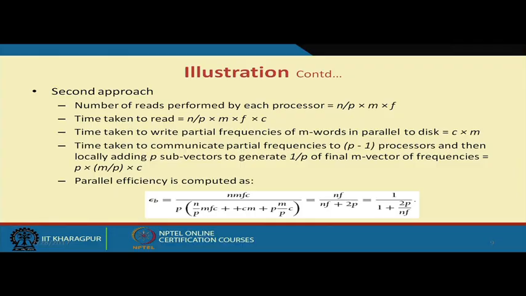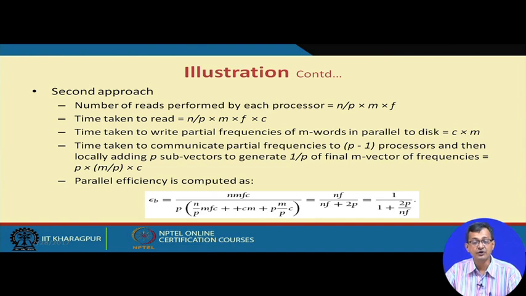The number of reads performed by each processor is n by p into m into f. The time taken to read is n by p into m into f into c, because you have n by p amount of data. The time taken to write the partial frequencies of m words in parallel to disk is c into m. So, once you are done, you need to write to the disk in parallel, and that comes to be c into m.